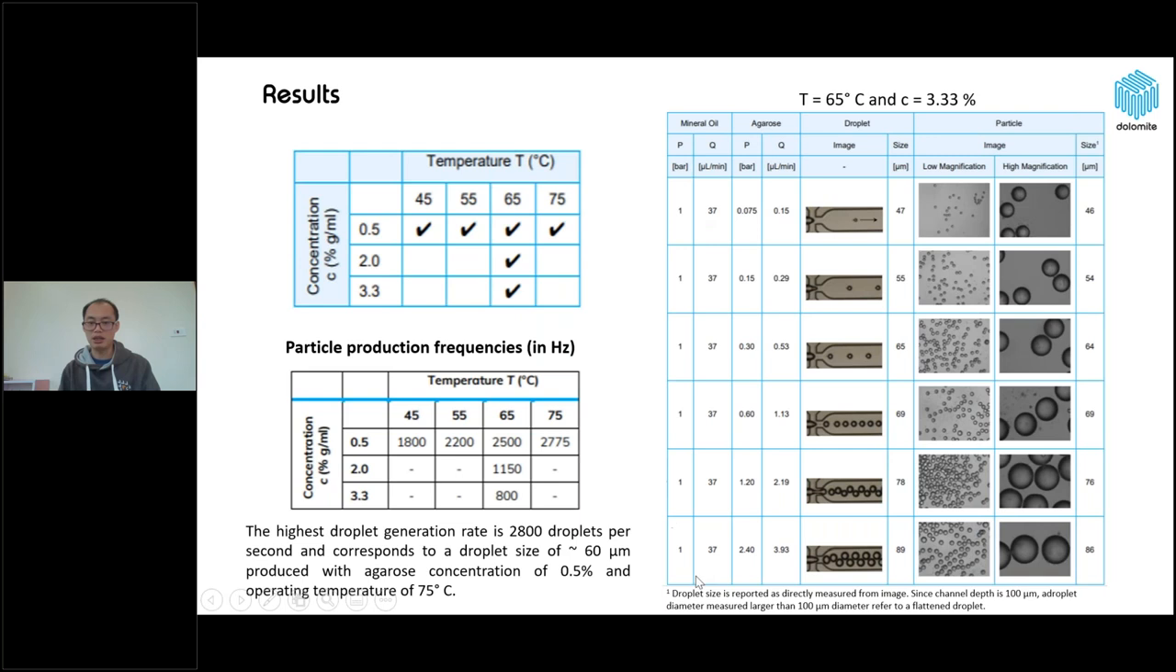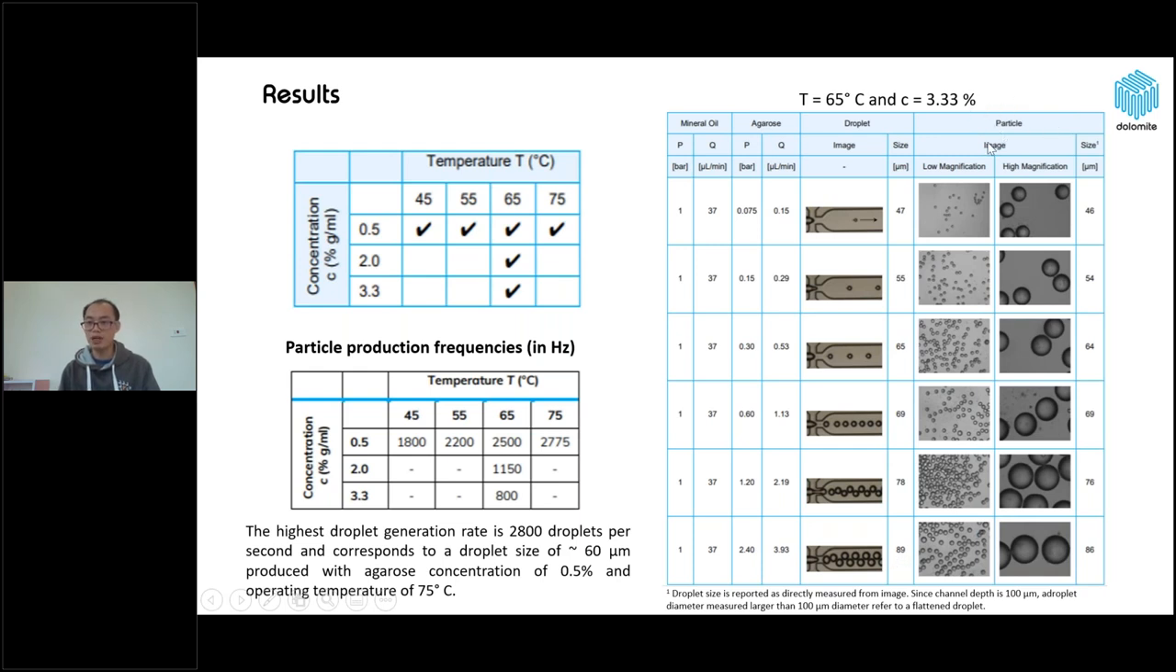Here, we keep the flow rate of the mineral oil in the continuous phase constant at 1 bar pressure, which corresponds to 37 microliters per minute of mineral oil. And the agarose flow rate is increased from 0.15 to around 4 microliters per minute. So with increased droplet phase flow rate, we can see the droplet frequency increase, as well as the droplet size, from 47 to 90 micrometers.